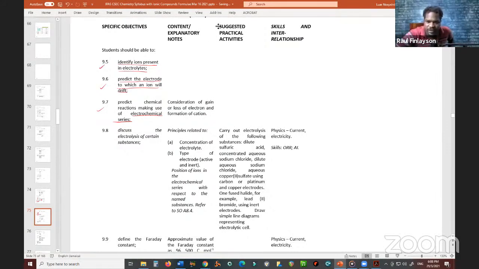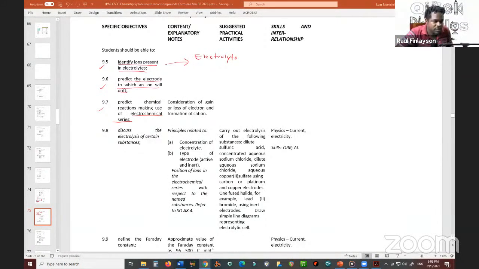9.6, 9.5: identify ions present in electrolytes. So if we say electrolytes now, I don't know if I gave you a definition for electrolyte, but let's bring up a definition for electrolyte, because it's close to the word electrolysis, but it's different. All right, different meaning. So let's go ahead and see what comes up for electrolyte. Does anybody have any idea of what an electrolyte is?